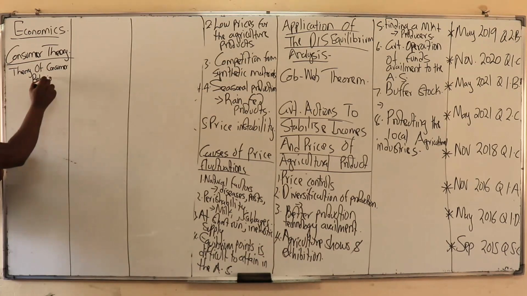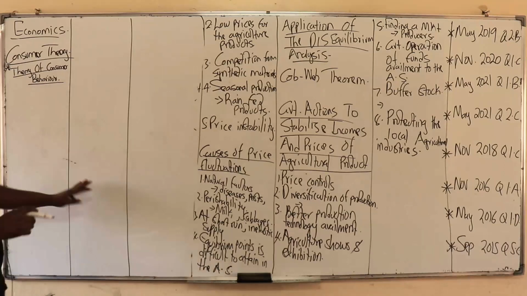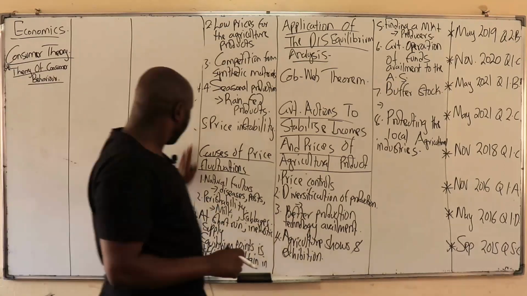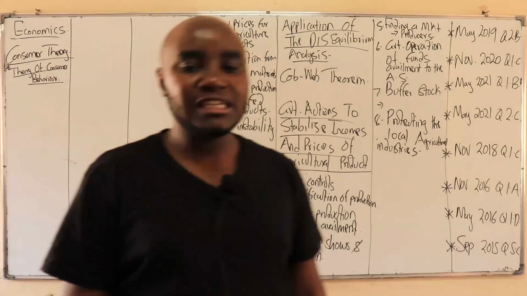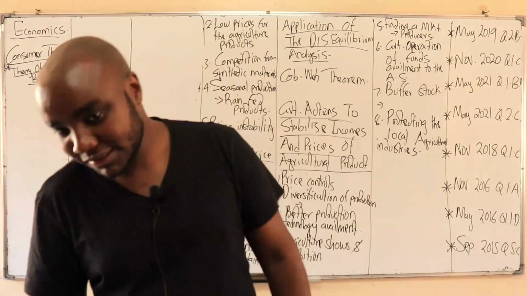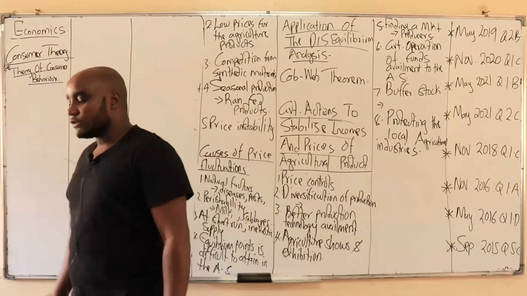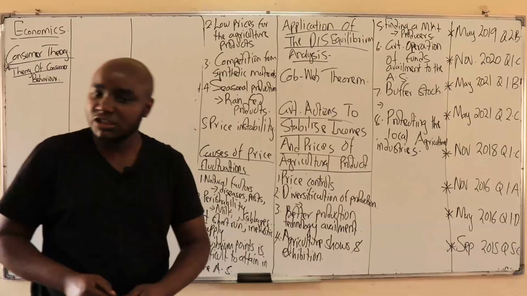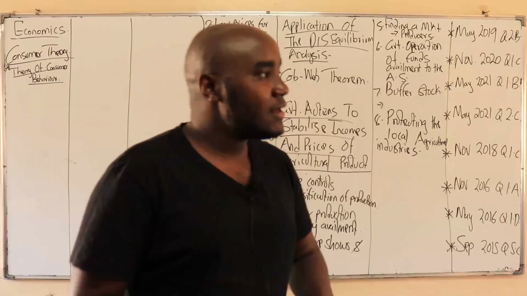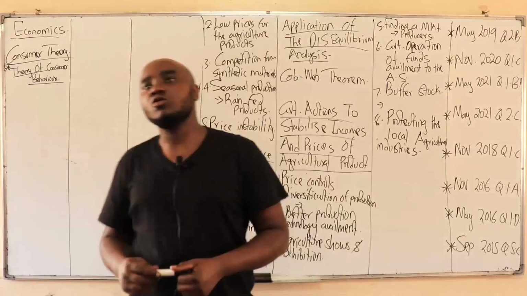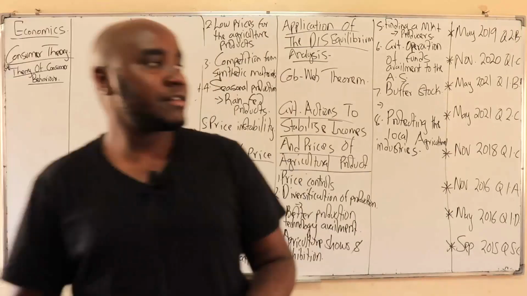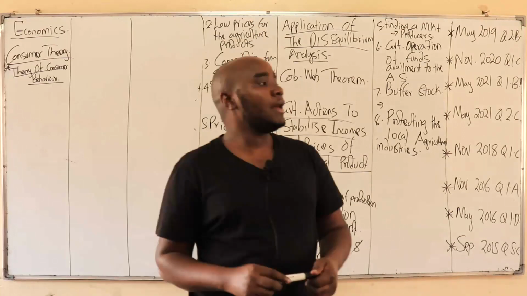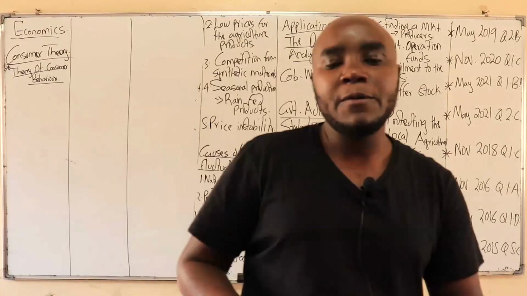Theory of consumer behavior. When you're talking about the theory of consumer behavior, you're just trying to come up with a hypothesis of what the consumer does when faced with the challenges of choices. We say that economics is a social science that tries to study the issue to do with limited resources. We have numerous wants, whereby we are trying to maximize our well-being.